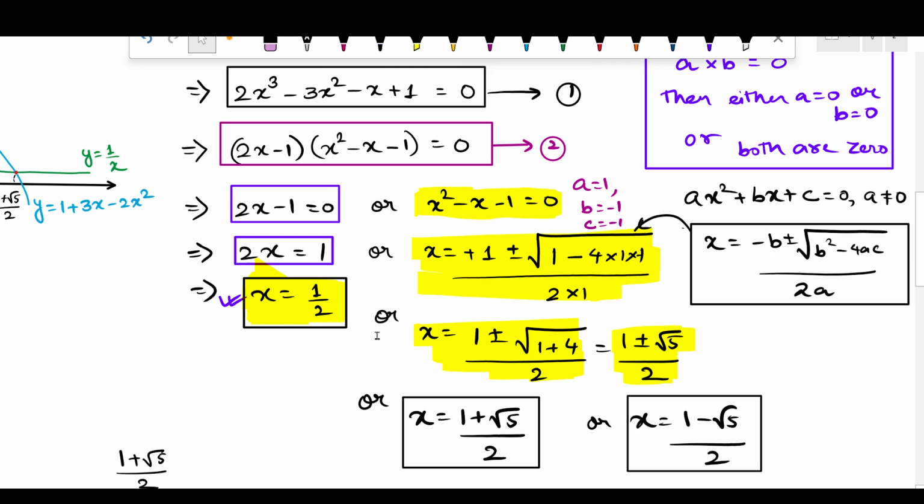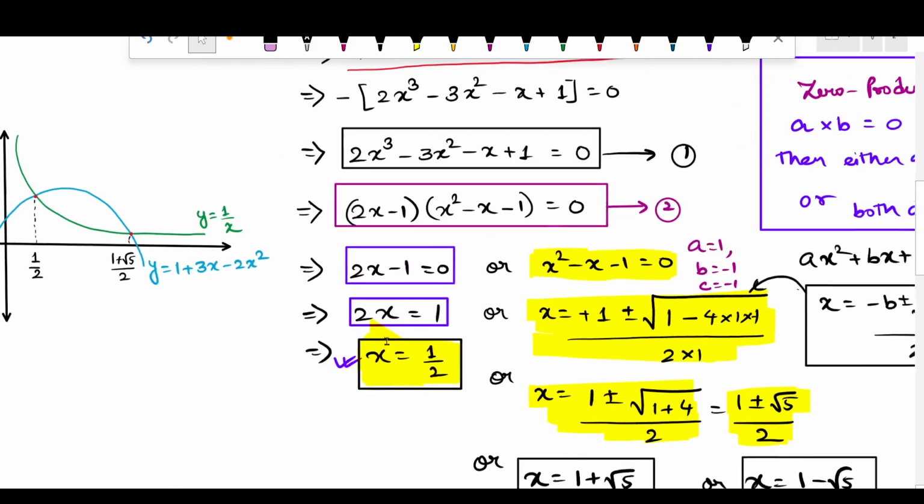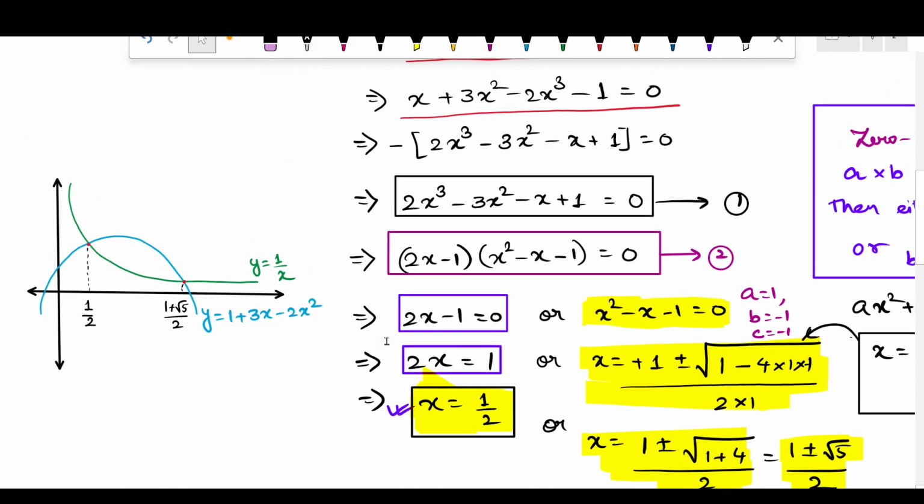Now which case to consider, as we can have only two intersection points? For that we need to know the graph. See here, here is the graph of the function. Check this. This graph, which is marked by blue, is the graph of the function y = 1 + 3x - 2x², right?